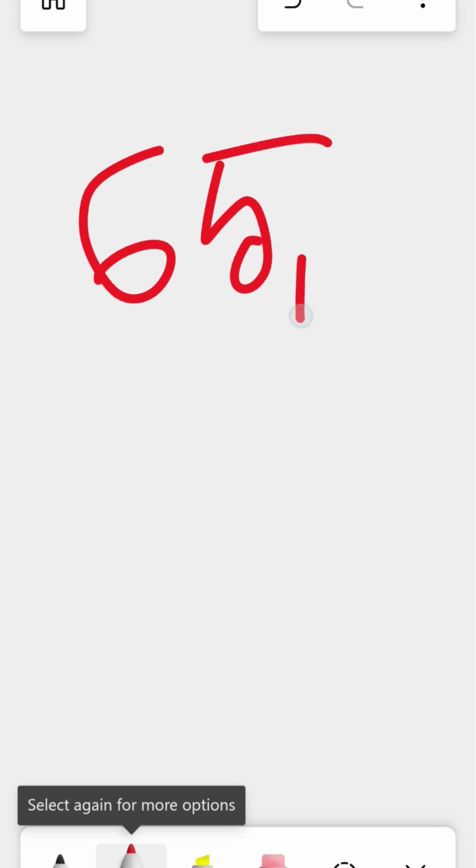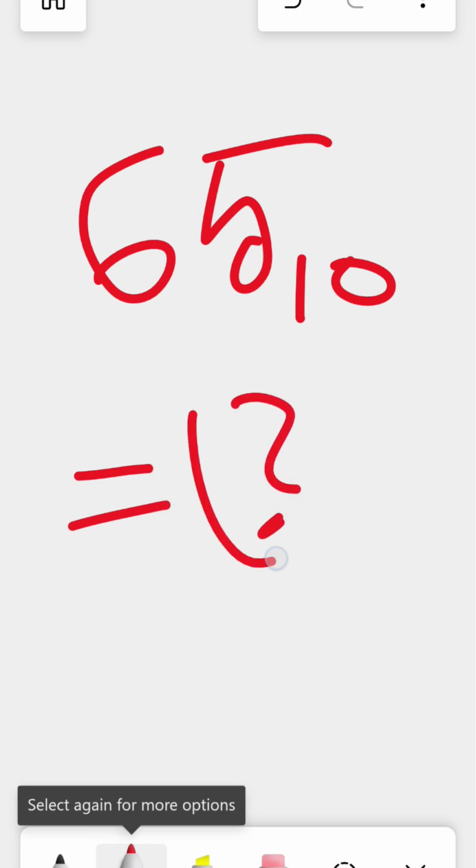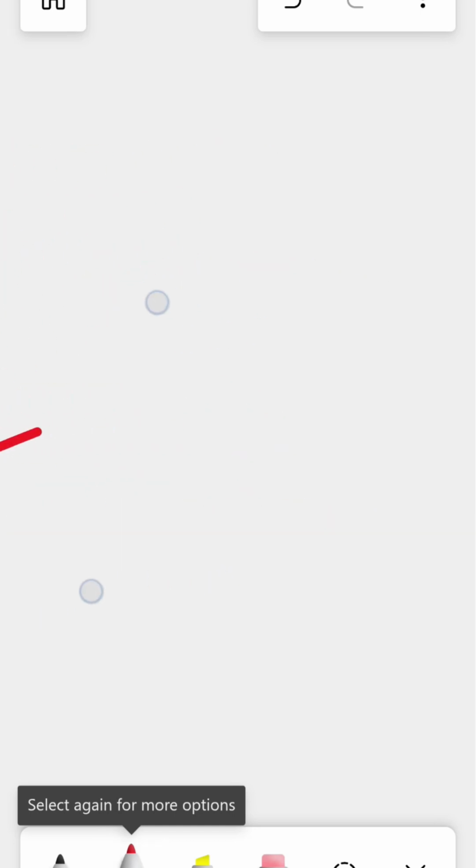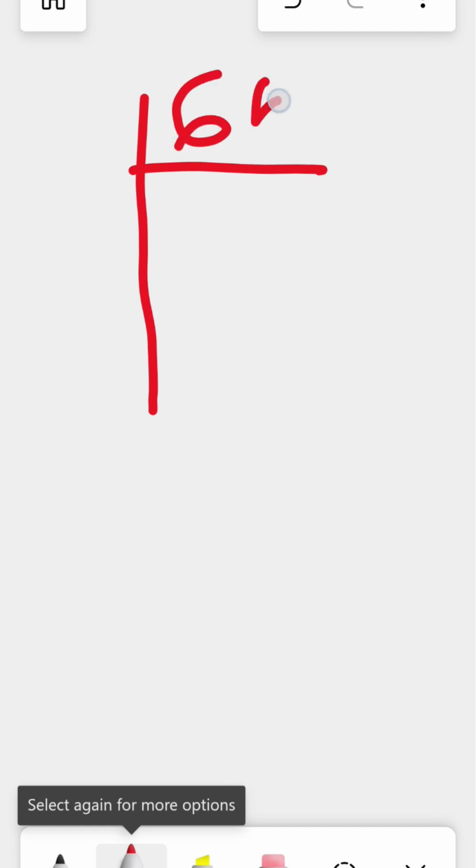Now we will convert a decimal number into binary. Suppose the number is 65 and the base is 10, and we have to convert it into binary. So it will be written like this: 65 base 10 equals question mark base 2. That means we have to convert the number into binary. To do this, we will divide 65 by 2. So we will write 65 inside and divide it by 2.